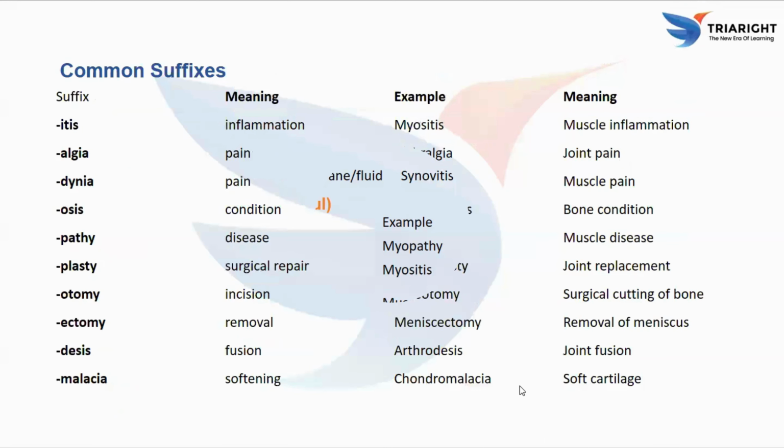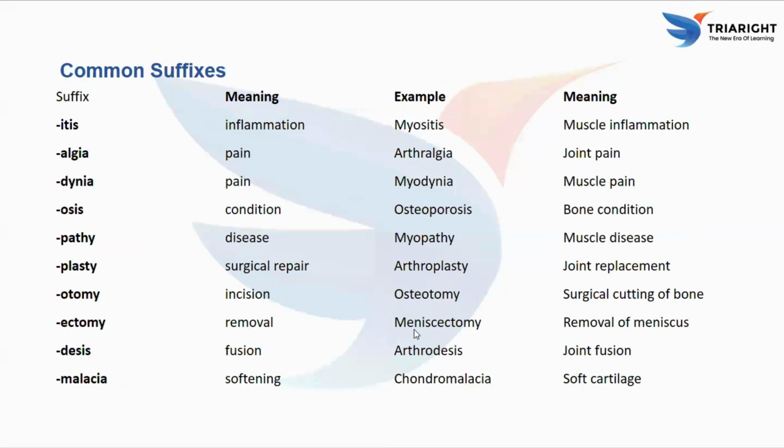And then next, coming to the common suffixes. So what are the common suffixes? Medical suffixes are word endings that tell you what is happening with the body part. Below is a simplified breakdown of each suffix. Itis is nothing but inflammation. Algia, pain. Dynia, pain. Osis, condition. Pathy means a disease. Plasty means surgical repair. Otomy means incision. Ectomy means removal.